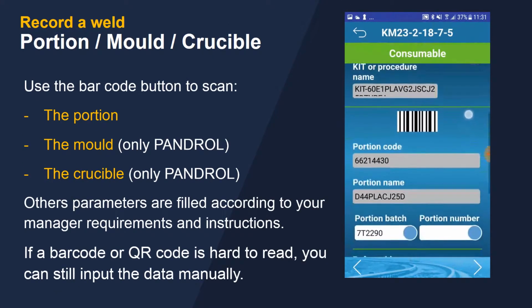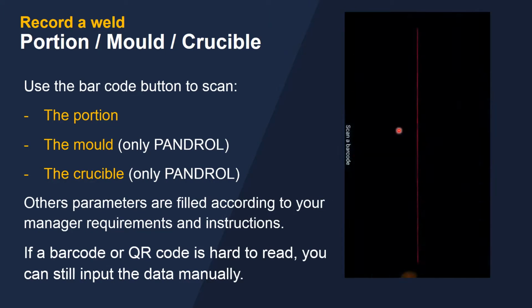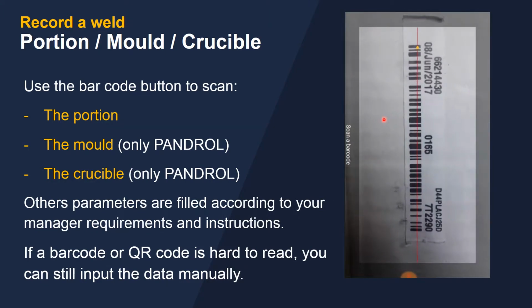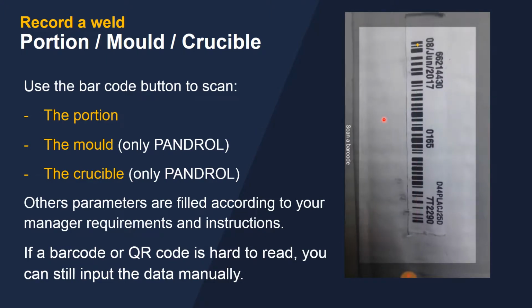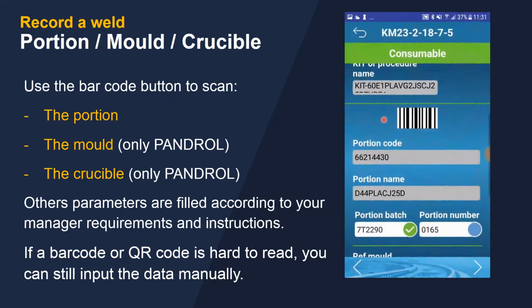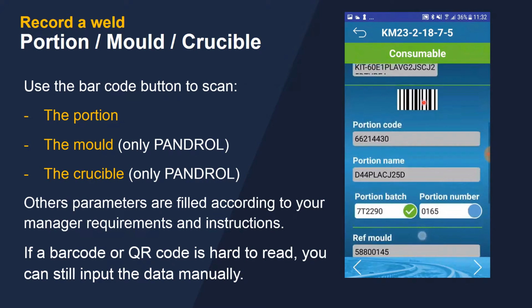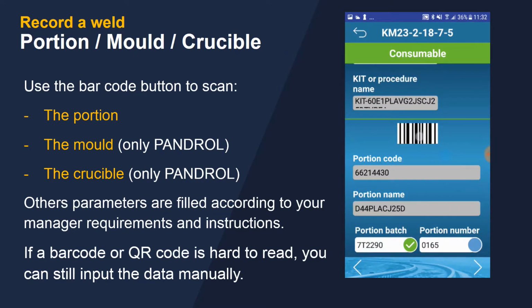Now, to retrieve batch numbers, simply use the barcode button. On Pandrol products, it works for the portion, the mold and crucible. On the Goldschmidt mold, there is no barcode. You will have to input it manually.